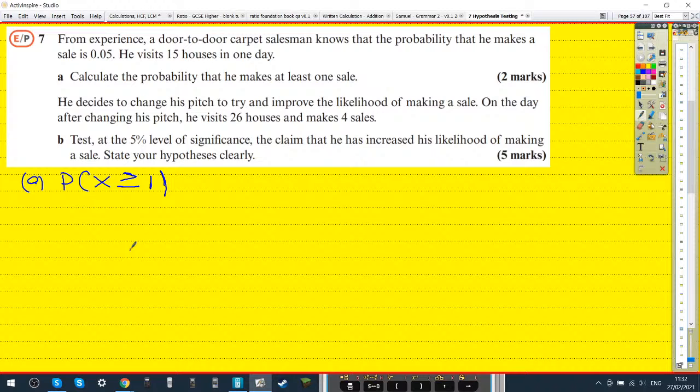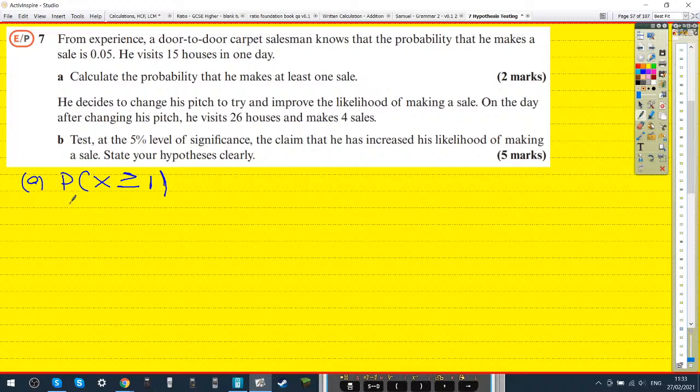Well, what's the probability he makes no sales? The probability he makes a sale is 0.05. So what's the probability he makes no sales? Is there anything below 0.05? No. Maybe I just give up on this stuff and we move on.